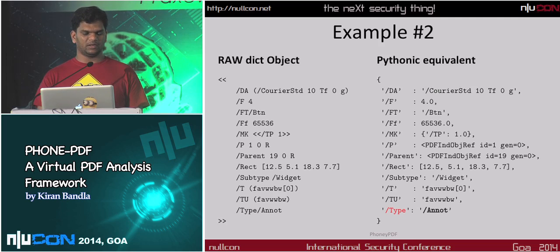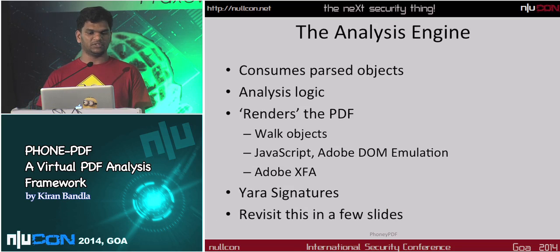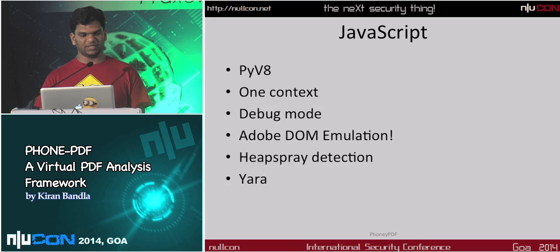The second big block is the analysis engine. What the analysis engine does is it consumes all the parsed objects by the parser and then starts to render the PDF. It walks each and every object, and it extracts JavaScript. It actually emulates the Adobe DOM and the XFA. This is where you can also deploy Yara signatures so that you can scan for different things that you're looking for inside of PDFs. And not just across the PDF.